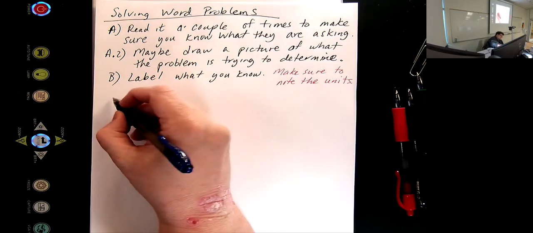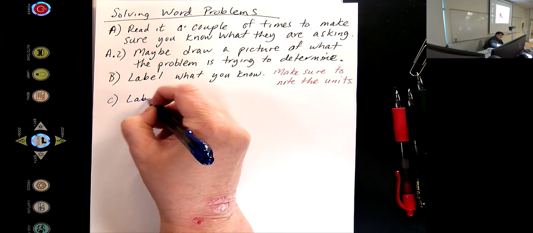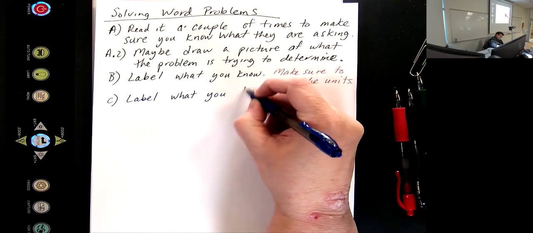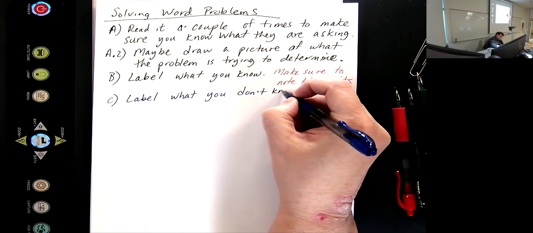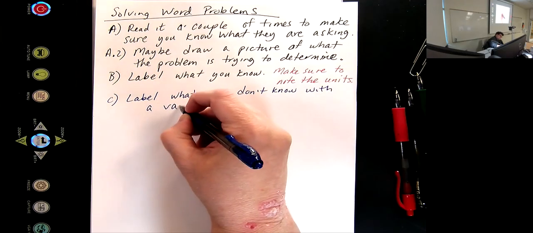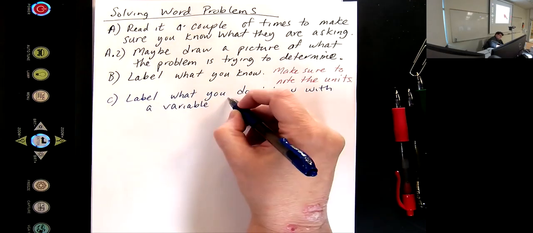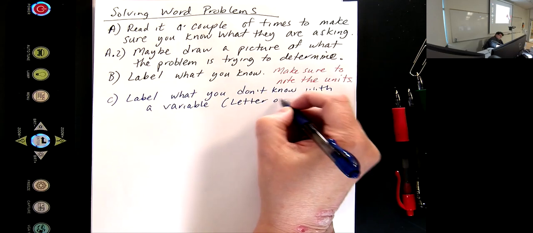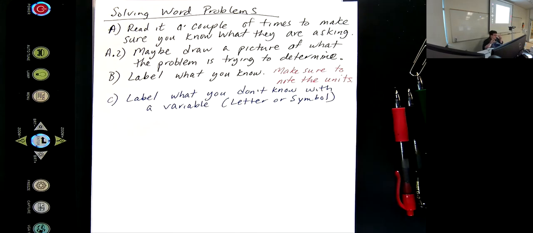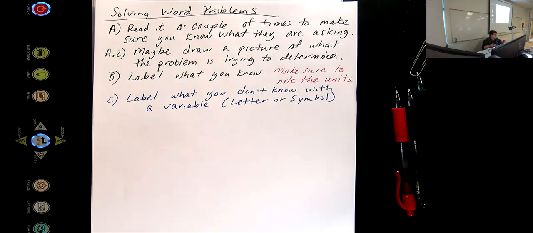Label what you don't know, maybe using a letter or a symbol. With a variable, they are called. Usually, if you pick a good letter, it will remind you of what you're looking at. Like if you're trying to figure out time, you use T for time, not A. A doesn't mean a thing for time.